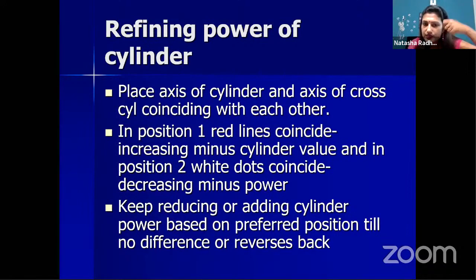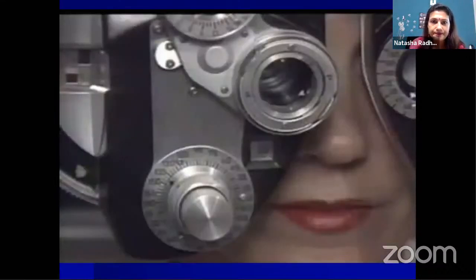So you use whichever flip position, first flip or second flip, which is better. When you added minus cylinder, if it is better, you add minus cylinder to the cylinder in the trial frame. When you took away minus cylinder, it was better, or when the white line was coinciding, it was better, then you give him a little bit more plus, or you take away some minus.